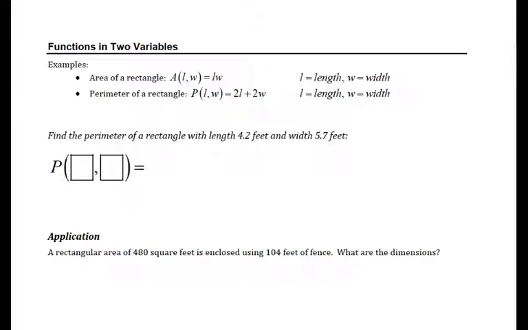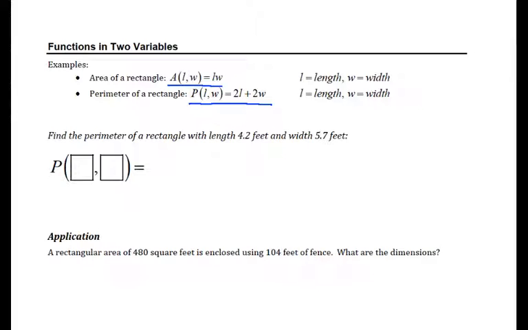So for example, we could take the area of a rectangle. A as a function of length and width is given by the formula L times W. The perimeter of a rectangle, P, perimeter as a function of length and width, is given by this formula.